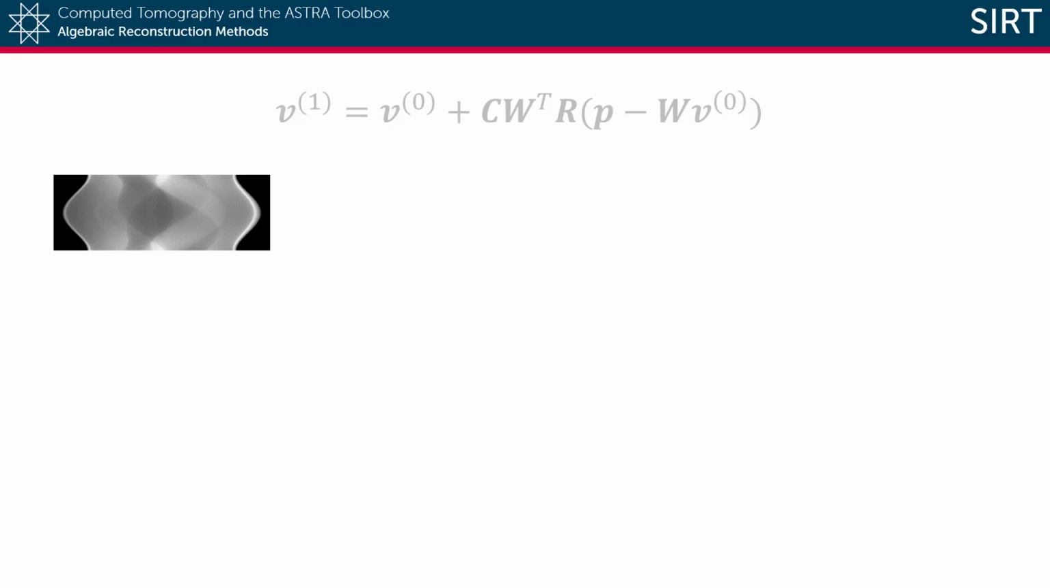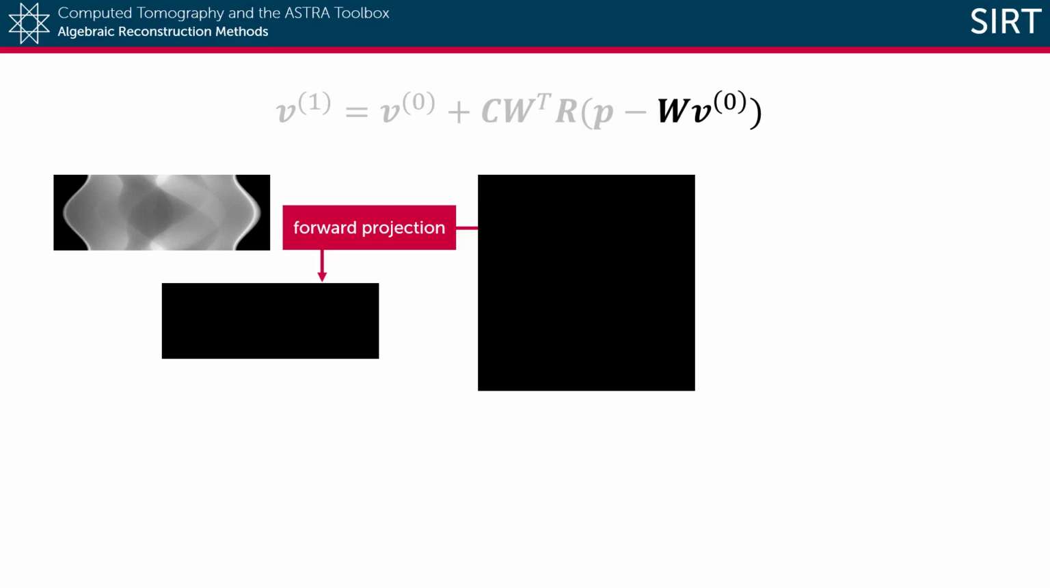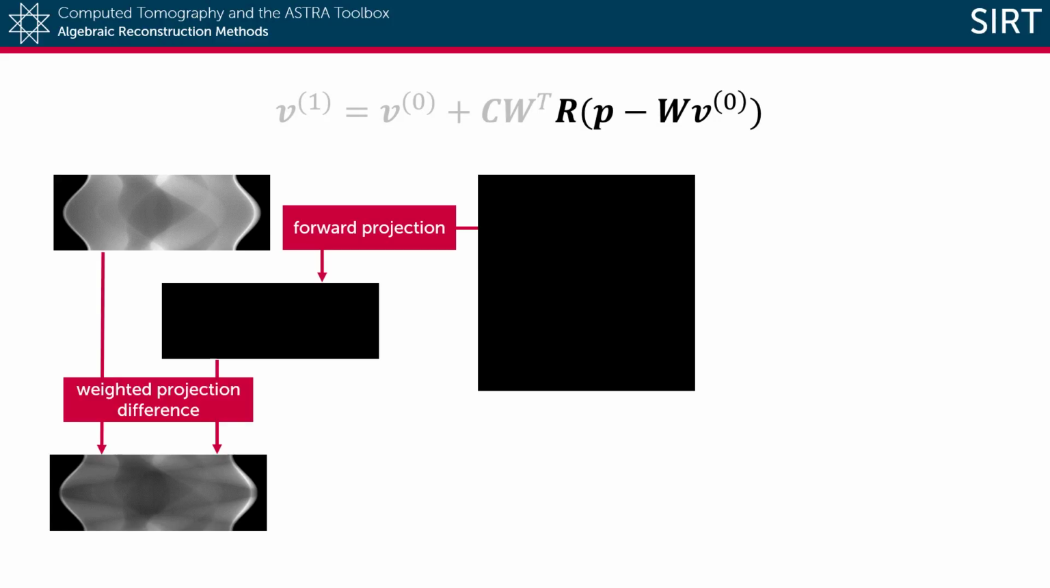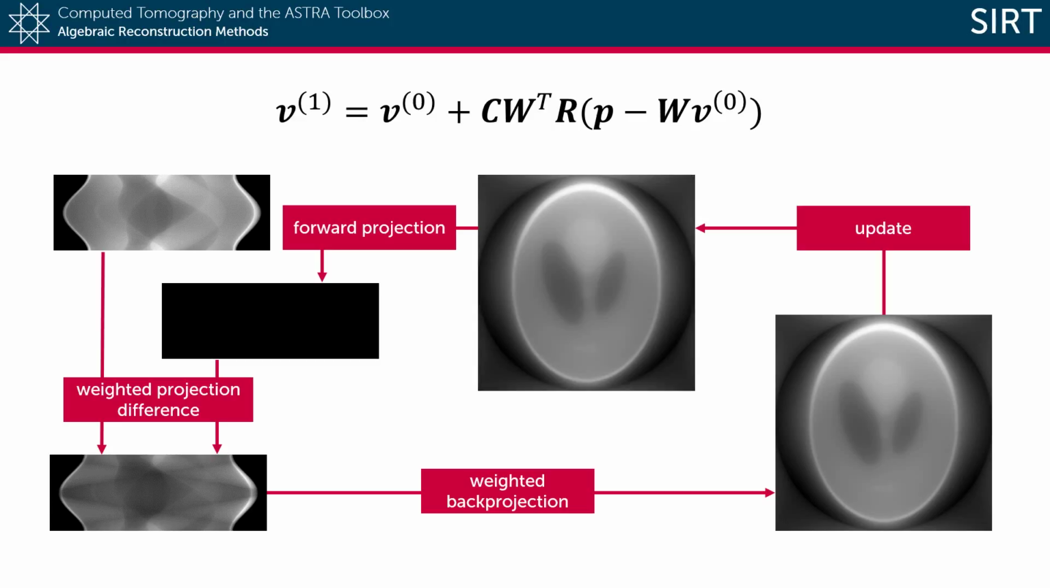Let us now look at the SIRT iteration formula again, but this time with an example. Here we see a sinogram of a 512 by 512 Shepp-Logan phantom image taken with 180 parallel beam projections. We start by choosing an initial reconstruction volume V0, which is typically a blank image. This image is then forward projected, this time resulting in a blank sinogram. This is then subtracted from the measured data and weighted with the inverse row sums. The result of this is then back projected, weighted with the inverse column sums and used to compute V1.